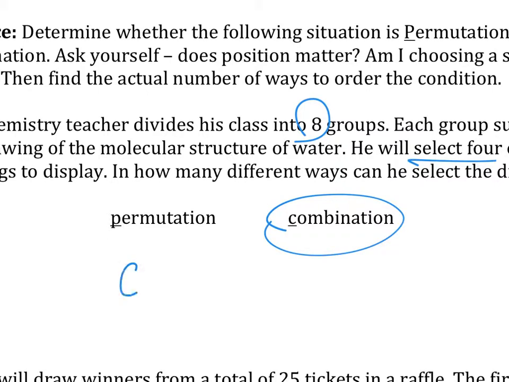Okay, so the way you do it is we're going to use C, right? nCr. Okay, n means the total number. So there are a total number of 8 groups. And r means how many you're choosing. So he's choosing 4. Okay, n is the total. r is how many you choose.